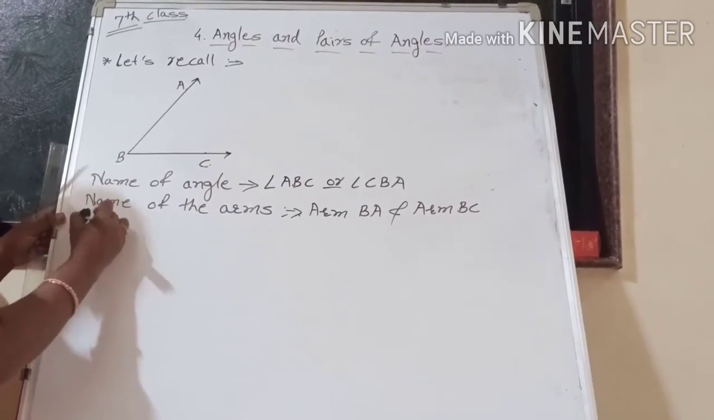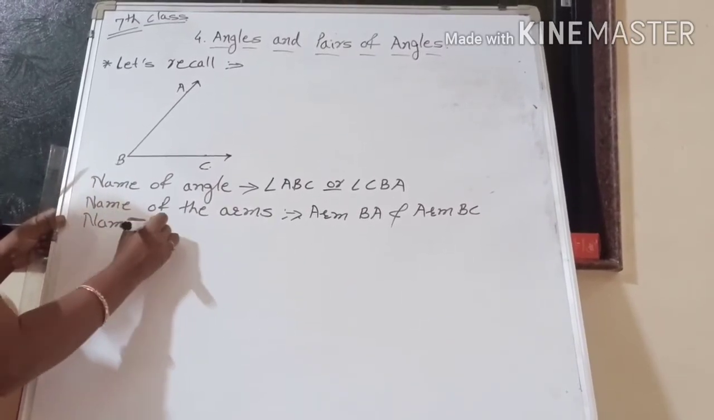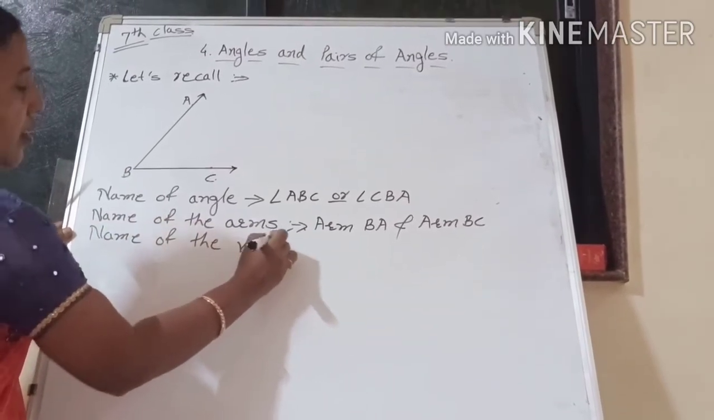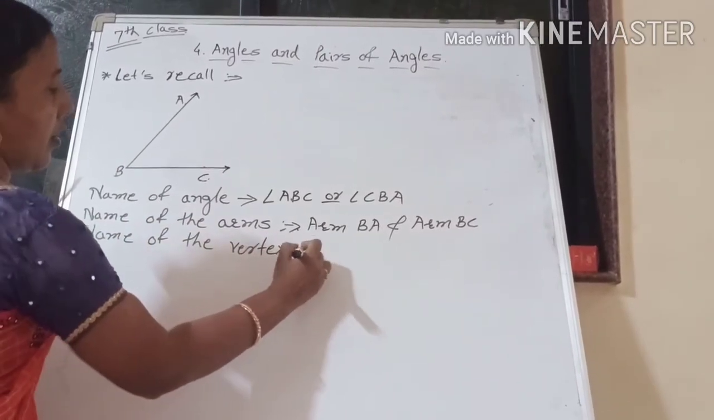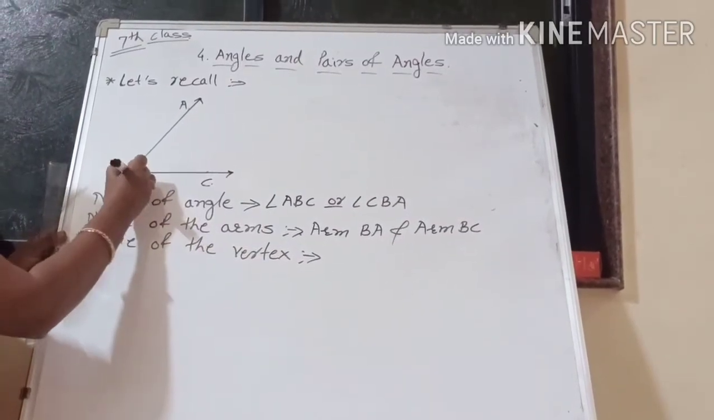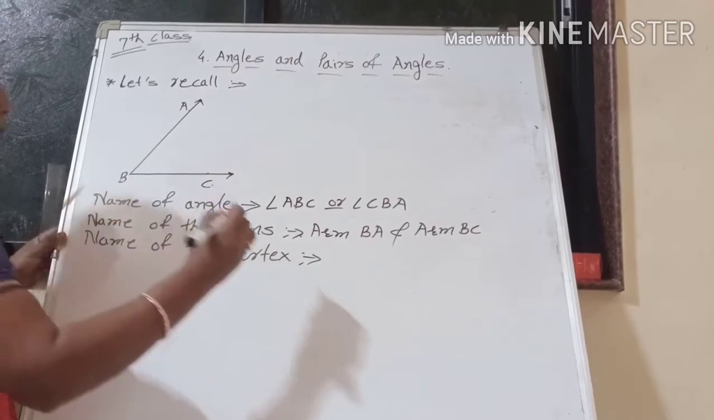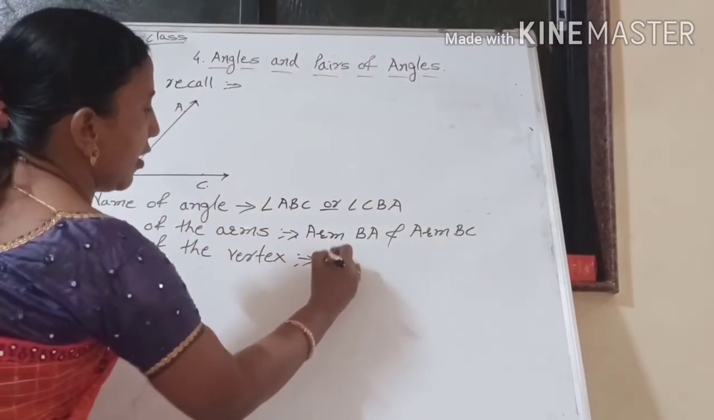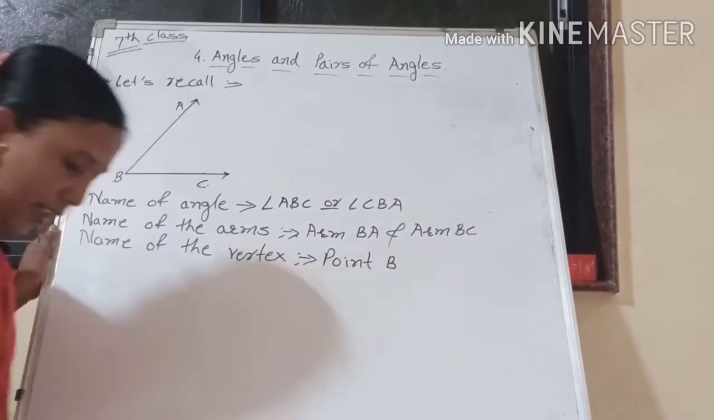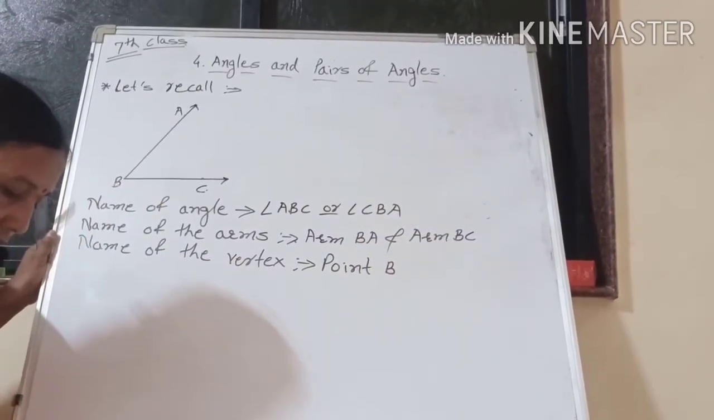The name of the vertex. Which is the vertex of the angle? Point B. Point B is the vertex of the angle.